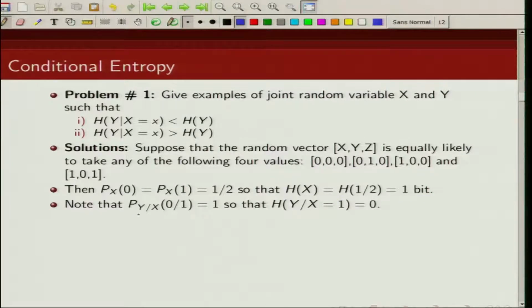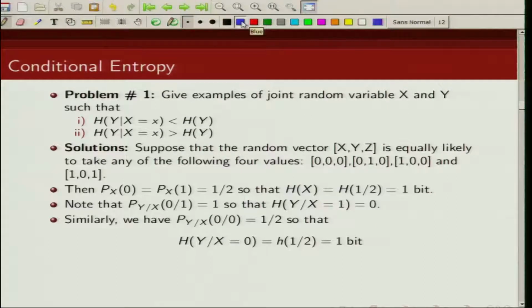Now let us consider the uncertainty in y given x is 1. So when is x 1? X is 1 in this case and x is 1 in this case. Now what happens to y when x is 1? We can see here when x is 1, here y is 0 and here also y is 0. So when x is 1, y is always 0 in this example, right? So uncertainty in y given x equal to 1 is 0.